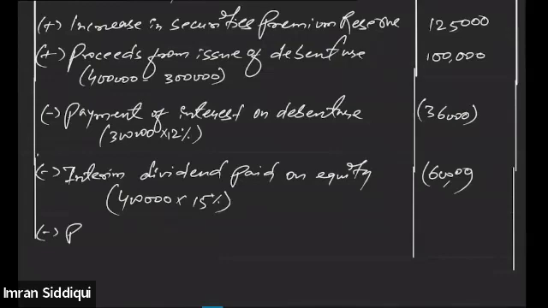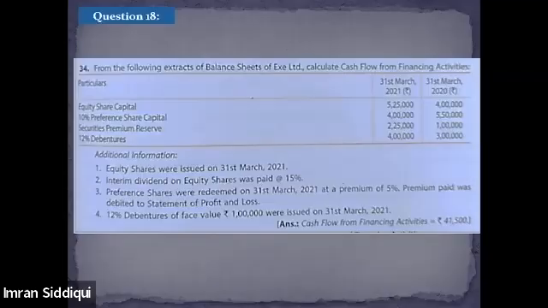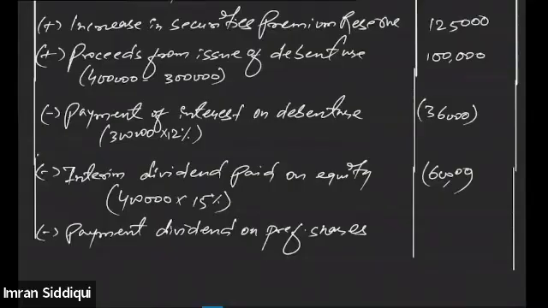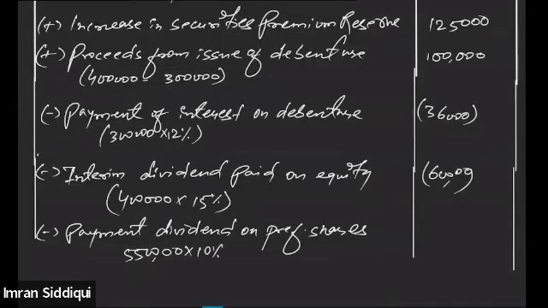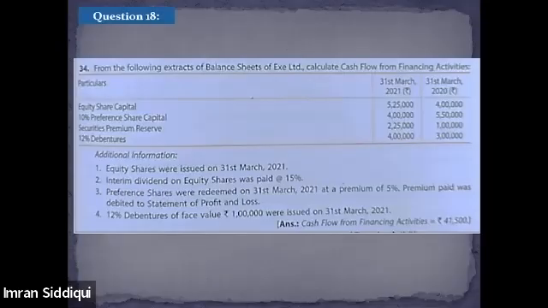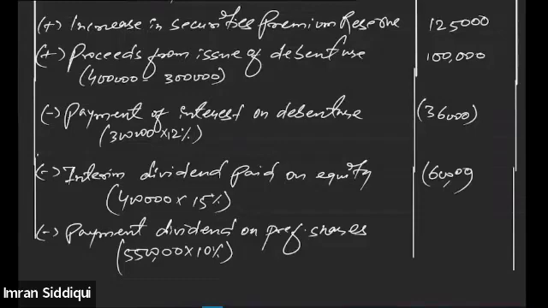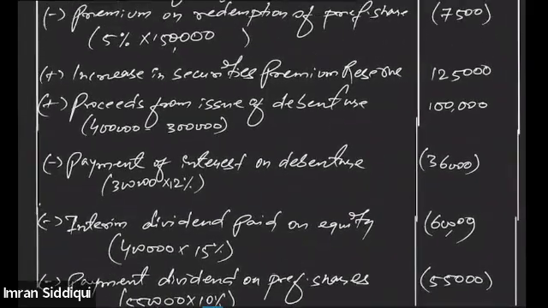Less: payment of dividend on preference shares. So on basically 5,50,000, we'll calculate the dividend at the rate of 10%. Why 10%? Because the preference shares are of 10%. It says in the question itself, 10% preference share capital. So 10% will be 55,000. We'll subtract. Done. This is it.